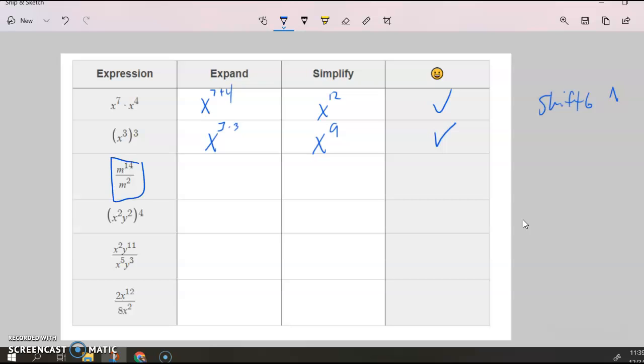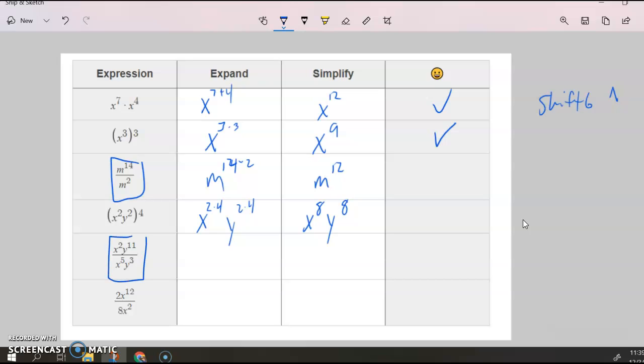Here, this is the quotient rule, where if we have the same bases being divided, we subtract the exponents. So that's 14 minus 2. We get m to the 12th. Here we're taking the power of 2 exponents, so that's going to be a multiplication for each of those. So we have 2 times 4 and 2 times 4. And so we get x to the 8th, y to the 8th. You can go back to yesterday's lesson to look at that a little more in depth.